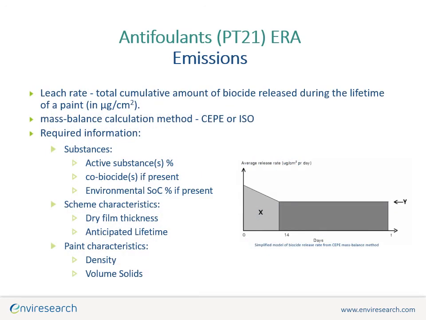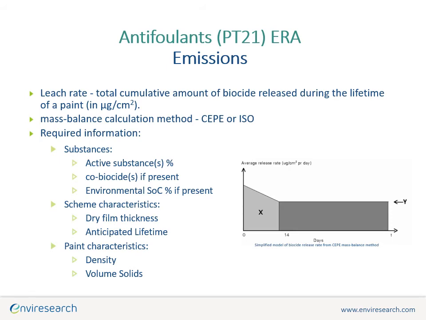So from the emissions aspect for product type 21, we need to look at the leach rate, which is the total cumulative amount of biocide released during the lifetime of a paint. That's in micrograms per centimetre squared. So we have a mass balance calculation method. There are two ways of doing this. The first is a CEPE method, which is the one that's listed in the emission scenario document, and CEPE are a trade association for the coating sector at an EU level, so that's an established method.